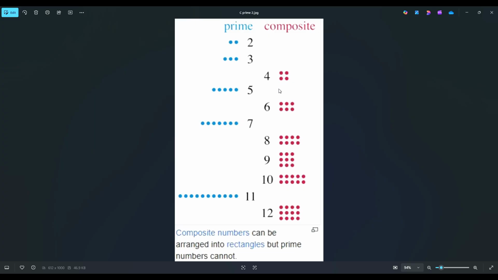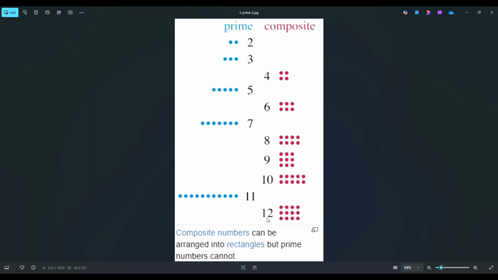For each number, dots can be used to form a square or rectangle. Say for the composite side, 4 can be formed using 4 dots as a square, and here a rectangle can be formed. But on the other side, the prime side, using dots, we cannot form squares or rectangles. That is why they are prime numbers, and here they are composite numbers, where we can form squares and rectangles.